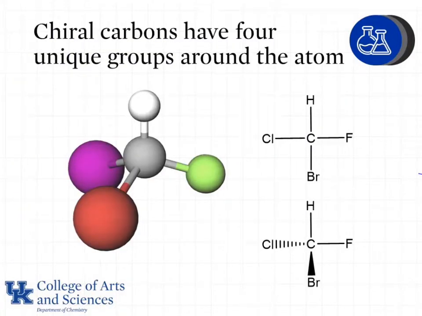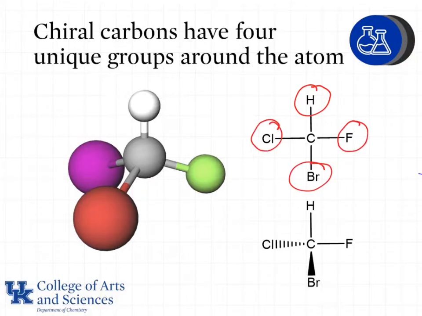The way we're going to identify chiral carbons is that they have 4 unique groups around the atom. So this is a simple molecule. There is one carbon atom in the middle, and we're going to look at the 4 groups that are attached to it. We see we have a hydrogen, a fluorine, a bromine, and a chlorine. Because we have 4 different groups, we say that this is a chiral carbon.